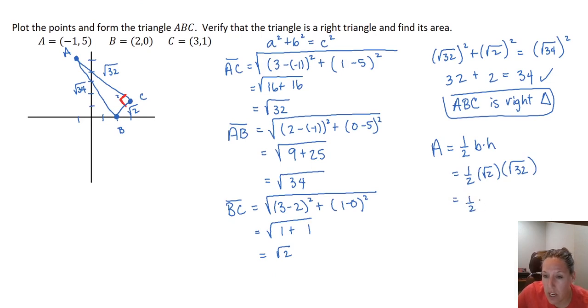So 1/2 times the square root of 64, 2 times 32, what's under the square root, we can multiply with what's under the square root, and the square root of 64 is 8. So we get 1/2 times 8, or 4. We don't know what the units are on this, so it's going to be whatever those units are squared.